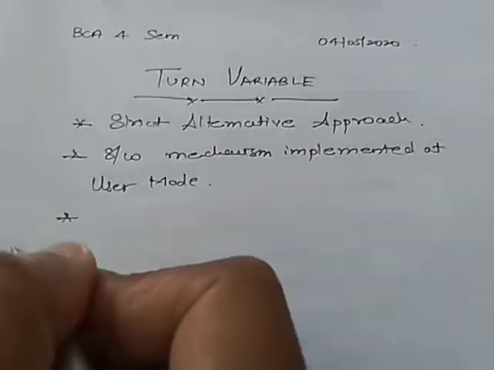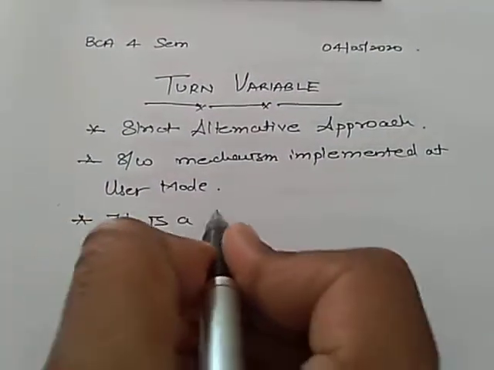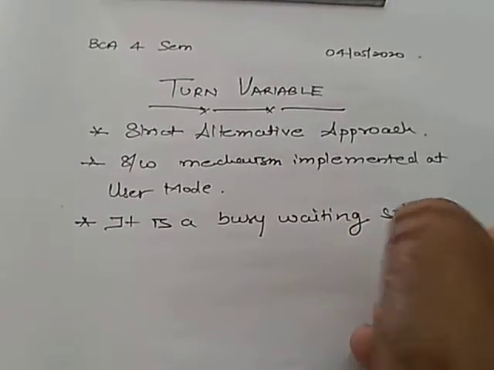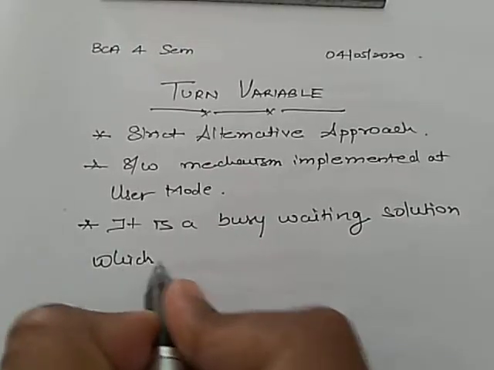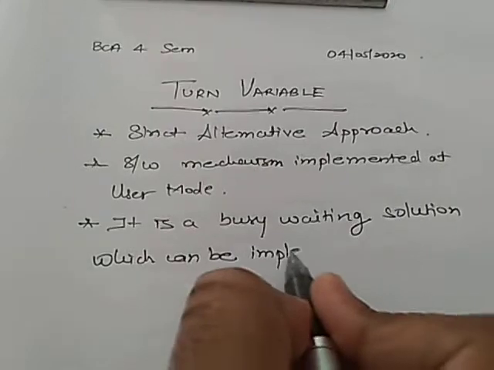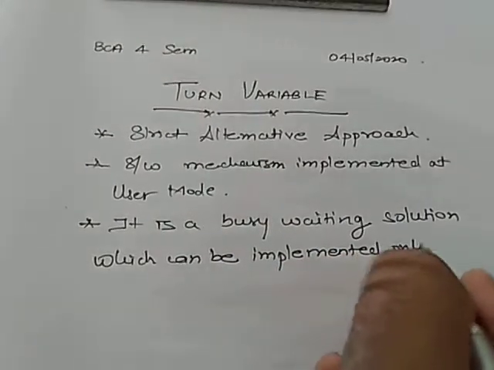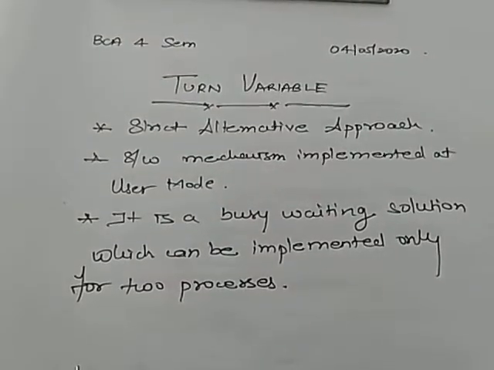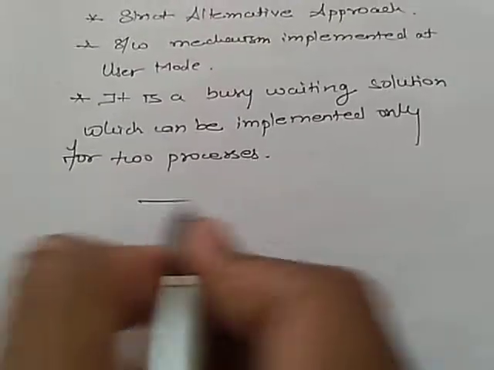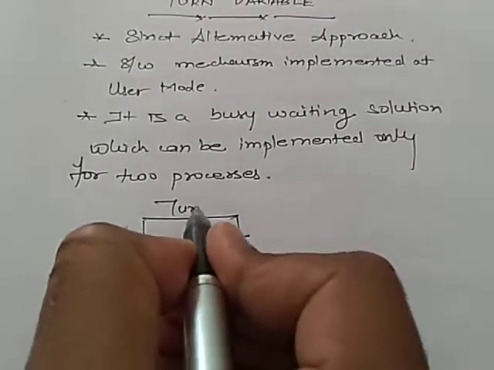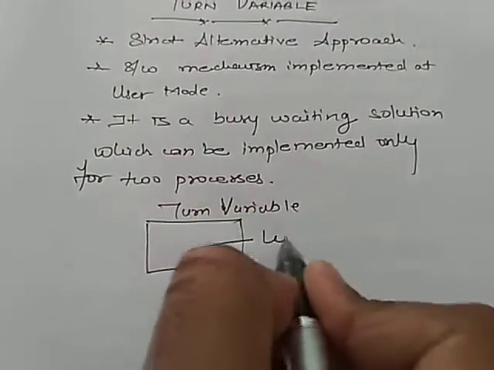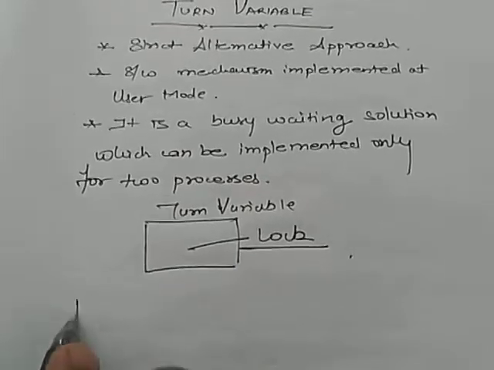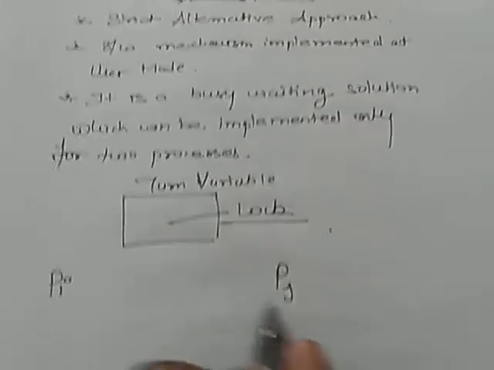It is a busy waiting solution which can be implemented only for two processes. In this approach, a turn variable is used as a lock. Now let us take two processes, one is Pi and another one is Pj.